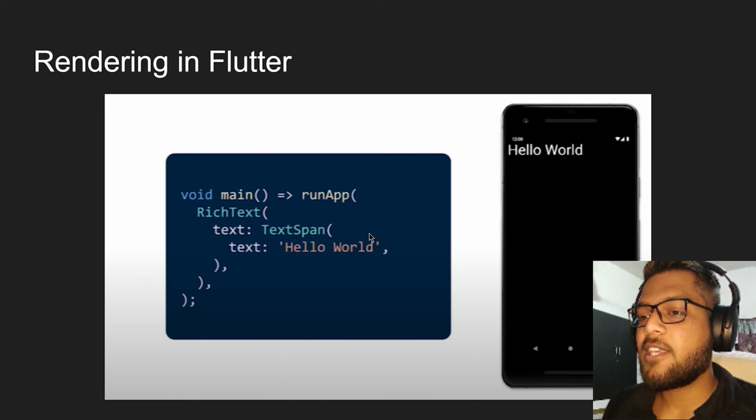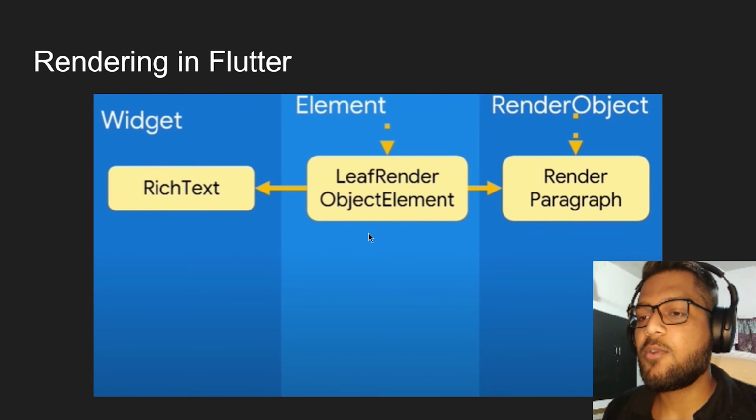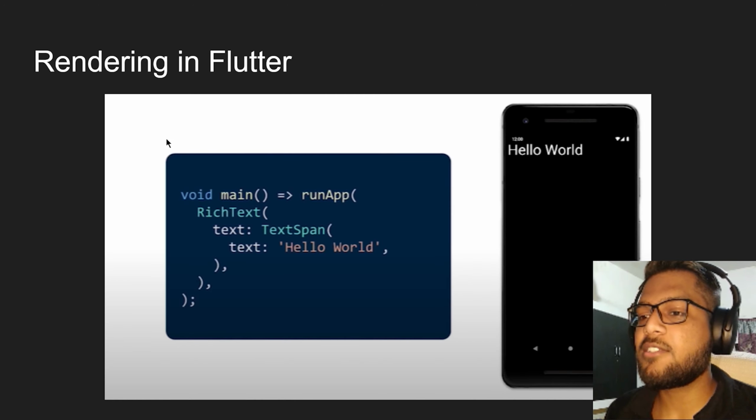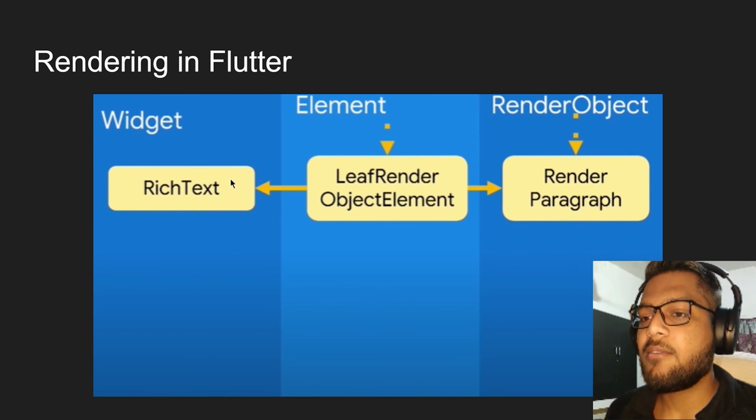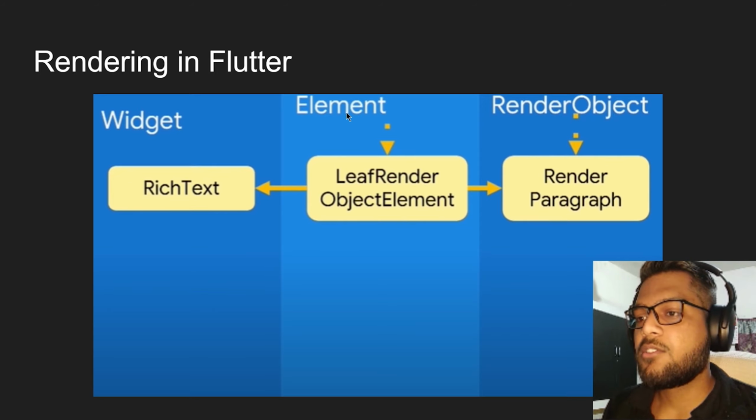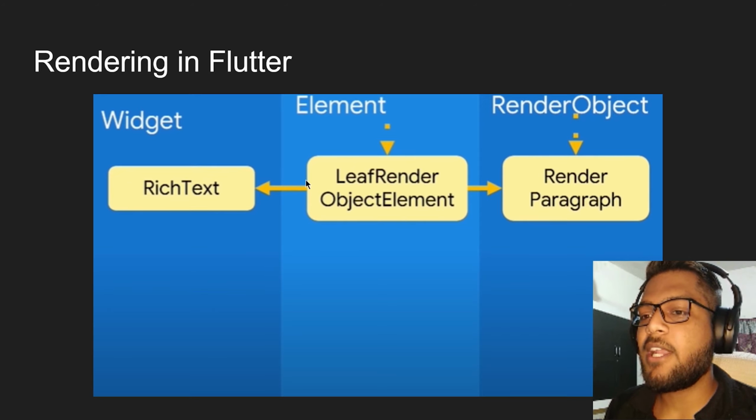So this is a basic example of an app through which I'll be demonstrating how all these three trees work. So let's look at that. Here, when we are running this code, what happens is, firstly it will be making a rich text widget out of the code which we have written. So an element is made out of the widget which is made, and after that this element is used to create a render object, and this render object is something which is rendered on the screen and is visible to the user.